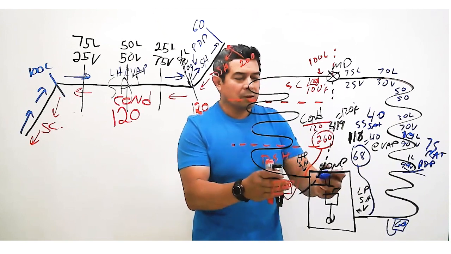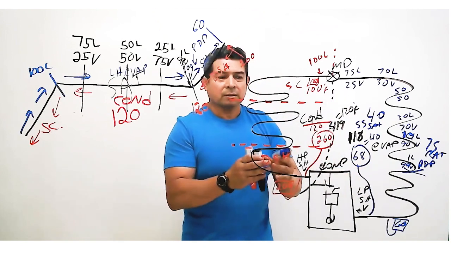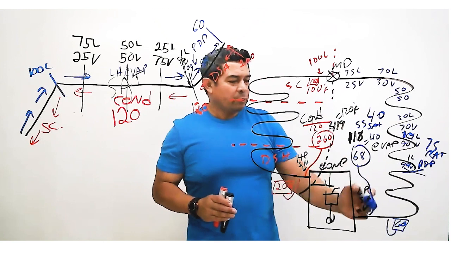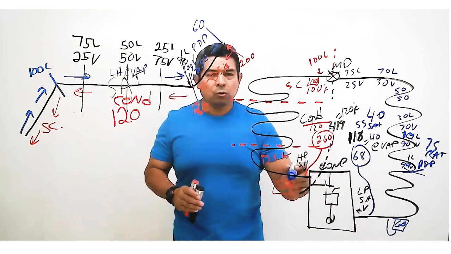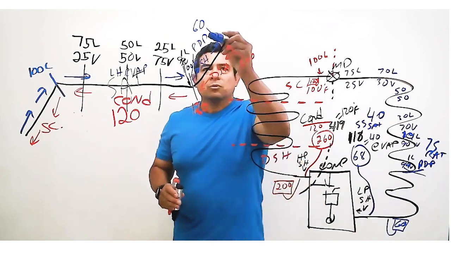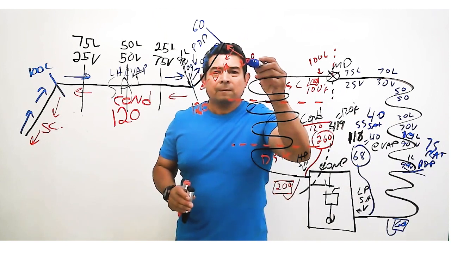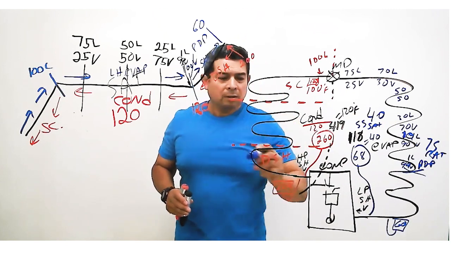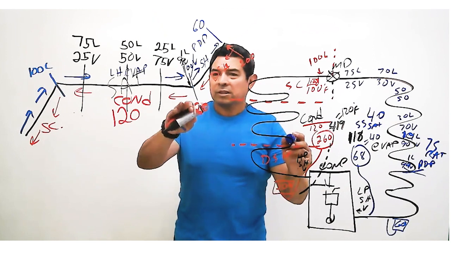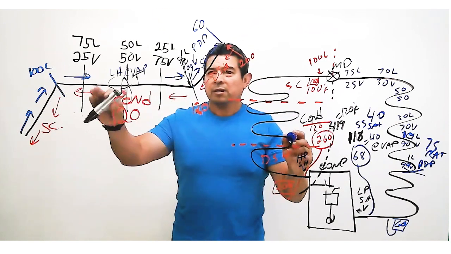The refrigerant comes to the compressor, which compresses it. Because of that, the temperature goes from 60 all the way up to 200 degrees. Then we desuperheat right here. We get it down to saturation temperature. Then we start to condense.